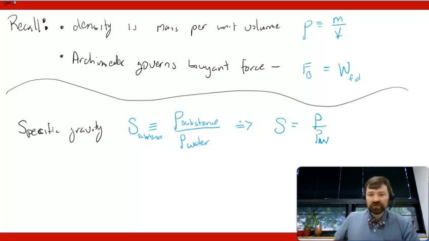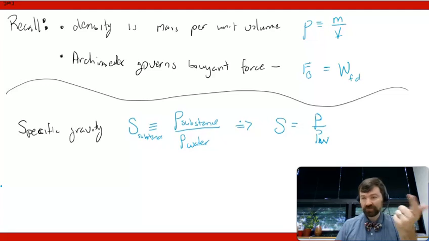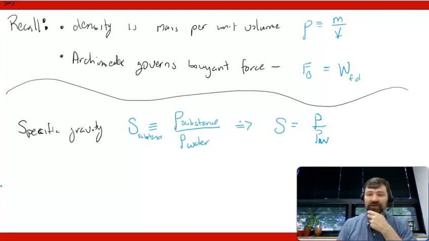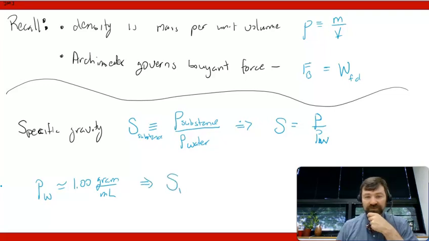All right, so how do you determine the specific gravity for an object? Well, one way is that you just measure its density. So maybe you measure the object's mass, you measure its volume, and you divide it by the density of water. So density of water is approximately 1.00 gram per milliliter. This also means, for what it's worth, that by definition the specific gravity of water is 1.